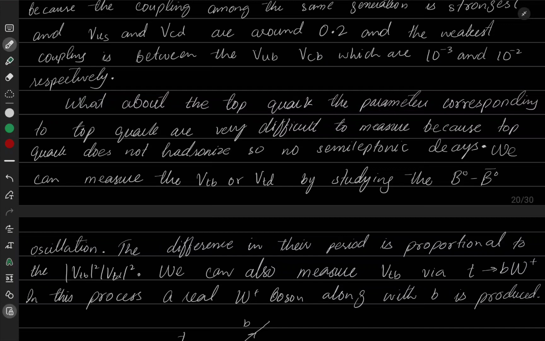So if it does not hadronize, how are we going to have any idea about the top quark?